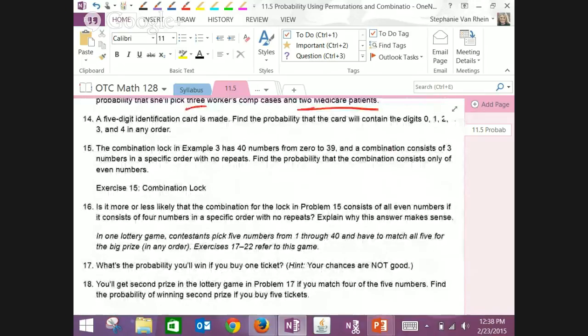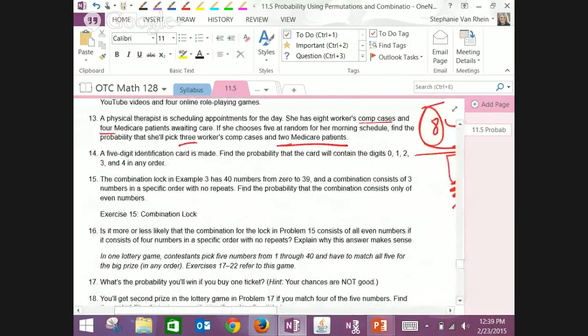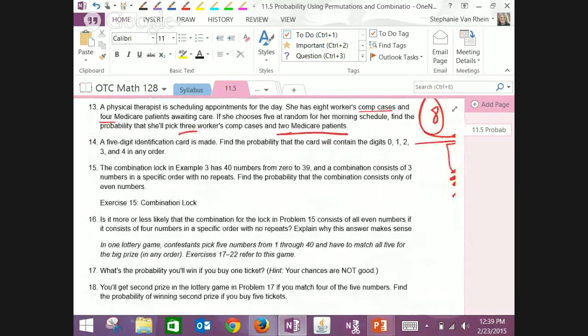Number 15, we did an example in class. A combination consists of 3 numbers in specific order with no repeats. Find the probability the combination consists only of even numbers. That's a permutation. The category, instead of before where we had category 1, 2, or 3, now we just have how many even numbers do we have and how many of those we want to pick from. So we have 20 numbers, 0 through 39.